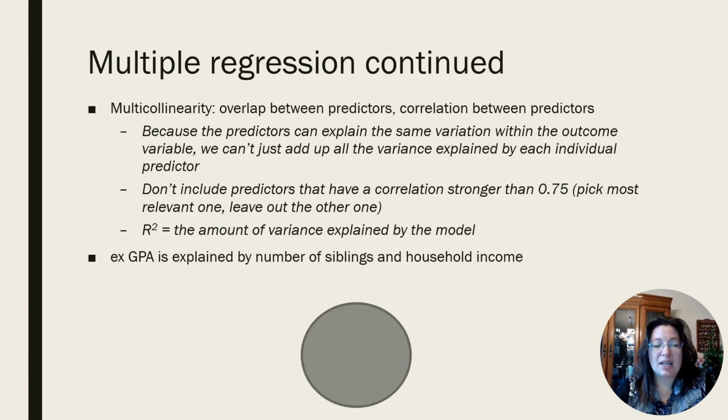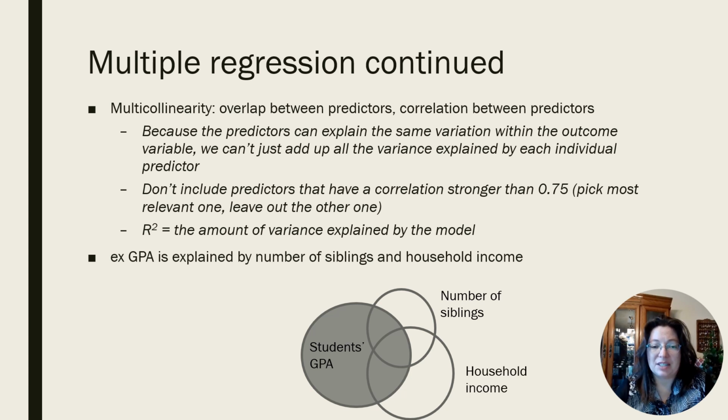An example would be looking at GPA and examining the predictors of number of siblings and household income. So part of that variation is going to be explained by number of siblings, part of it's going to be explained by household income, and that shared variance right there between number of siblings and household income is what's going to be our multicollinearity, and we want to make sure that that's going to be less than 0.75. Otherwise, two variables are just explaining the exact same variance in students' GPA.